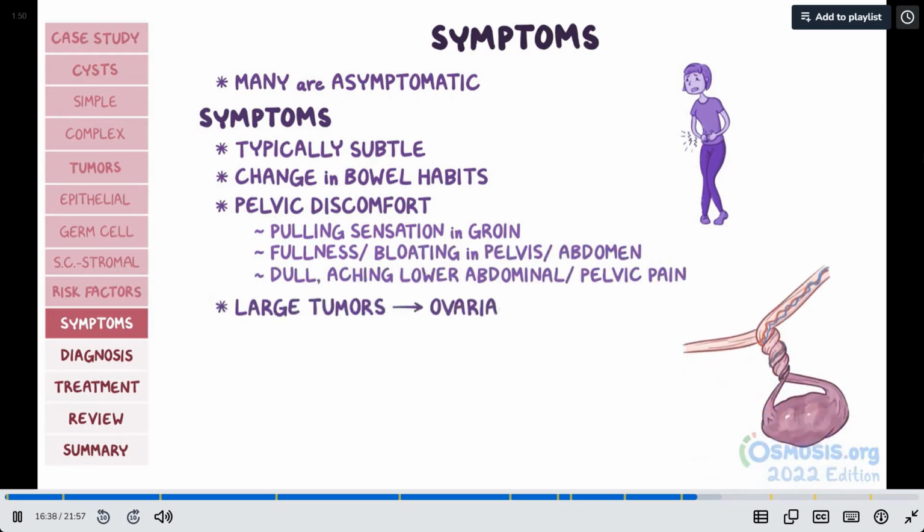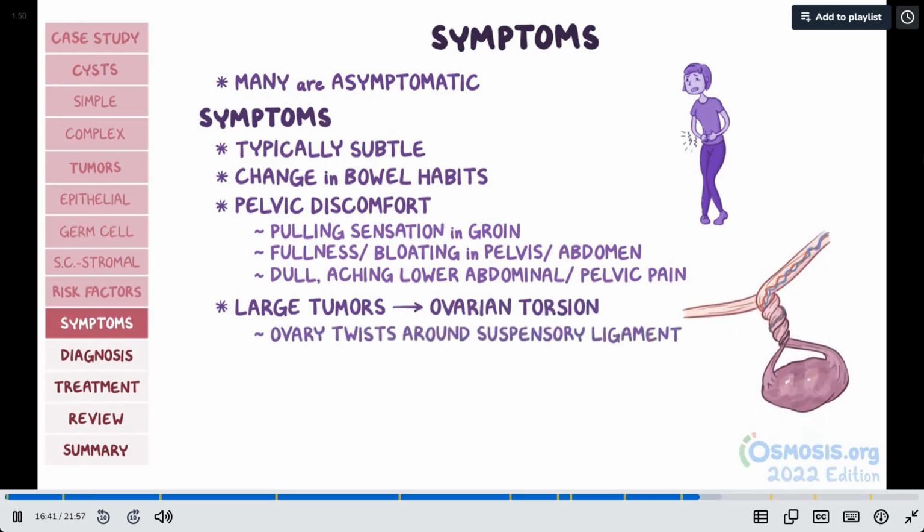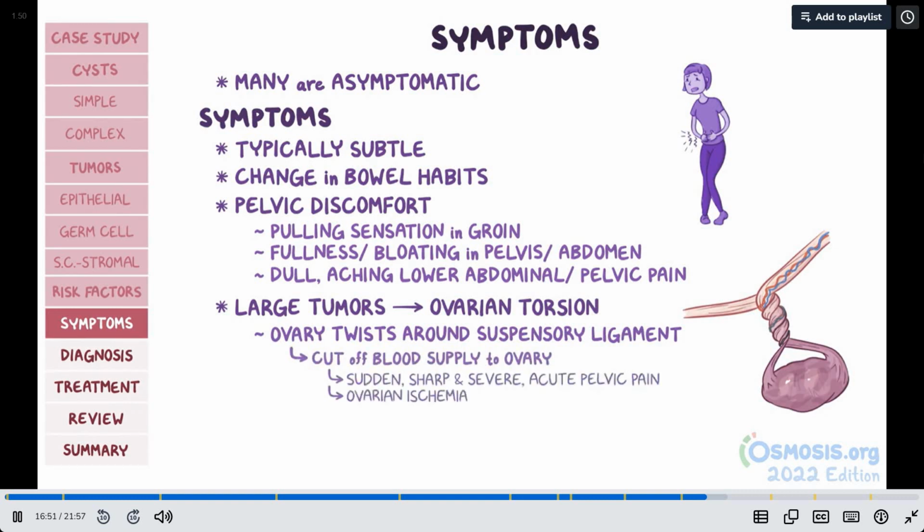Large tumors can even cause ovarian torsion, where the ovary twists around the suspensory ligament. Since this ligament contains the ovarian blood vessels, torsion can cut off the blood supply to the ovary, resulting in sudden, sharp, and severe acute pelvic pain and ovarian ischemia.